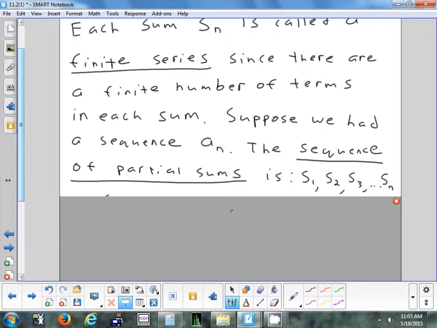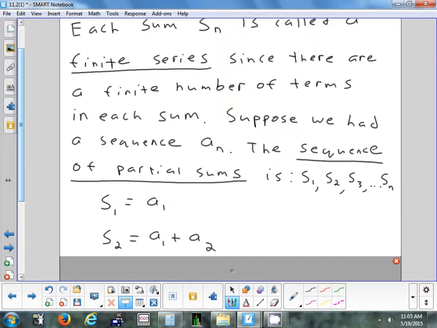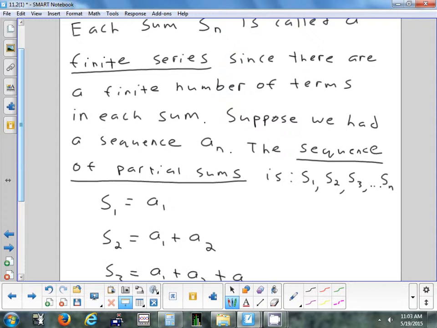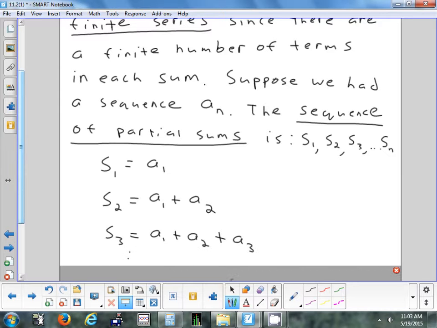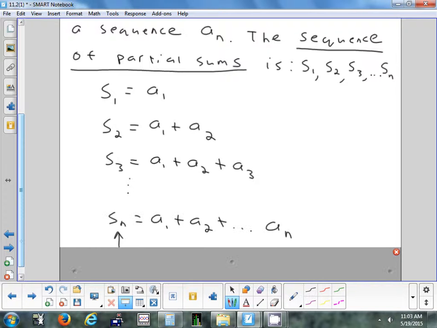Here we've got a sequence, and each term in the sequence represents a partial sum. And here's how you find partial sums in general. If you want the first partial sum, it's just the first term. Second partial sum, it's the sum of the first 2 terms. Third partial sum, it's the sum of the first 3 terms. And if you wanted the nth partial sum, it's the sum of the first n terms.